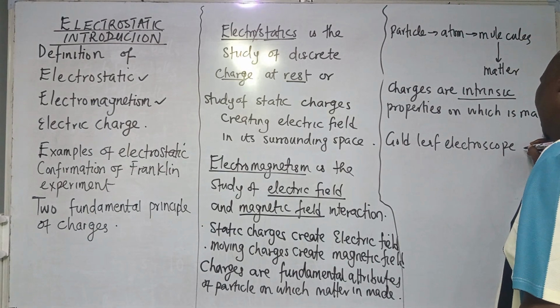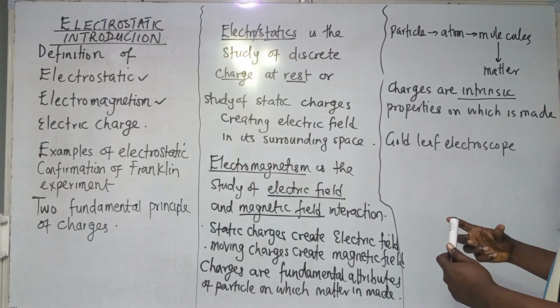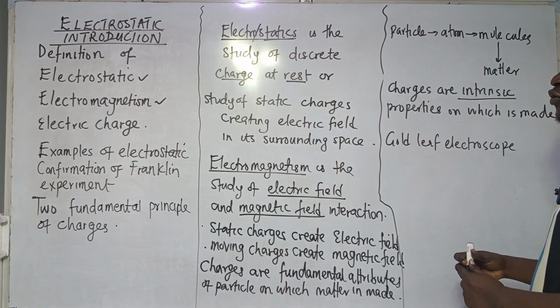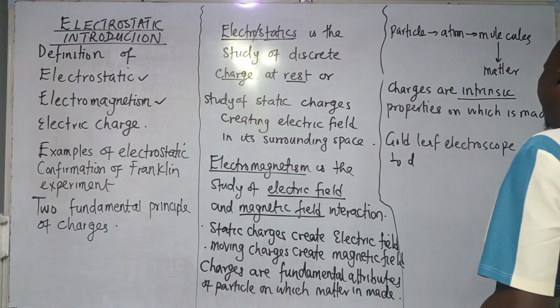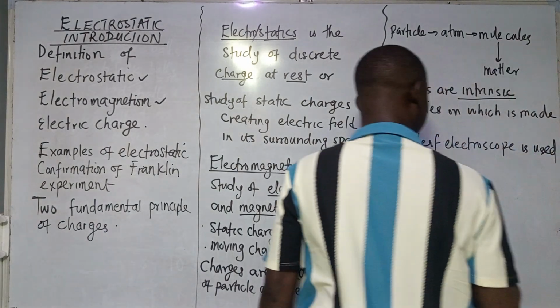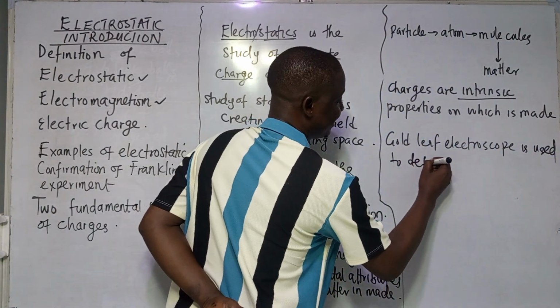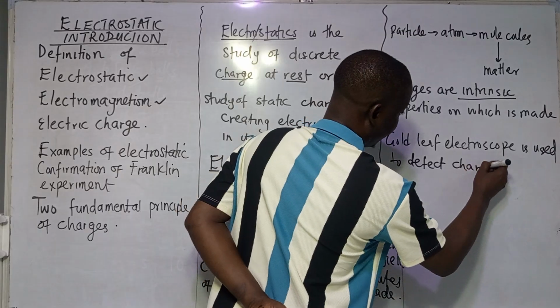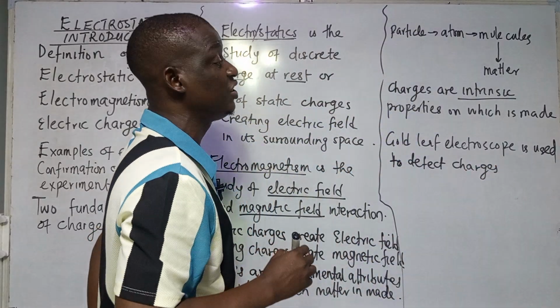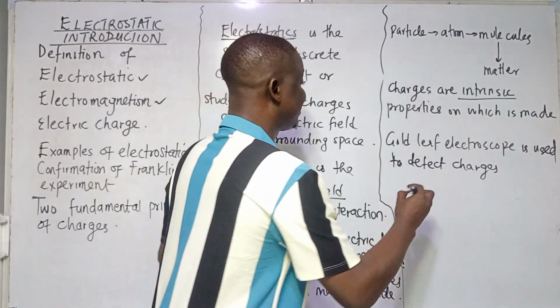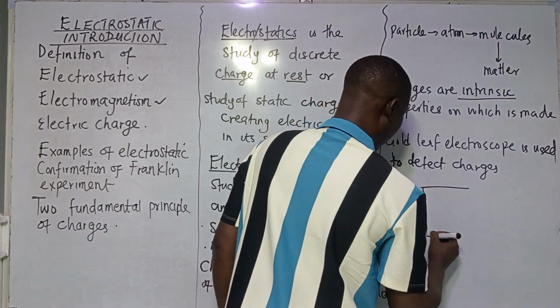Electroscope. A gold leaf electroscope is an instrument used to detect charge. It's used to detect charges. Please don't forget. A gold leaf electroscope is an instrument used to detect electric charges. Just a rough sketch.